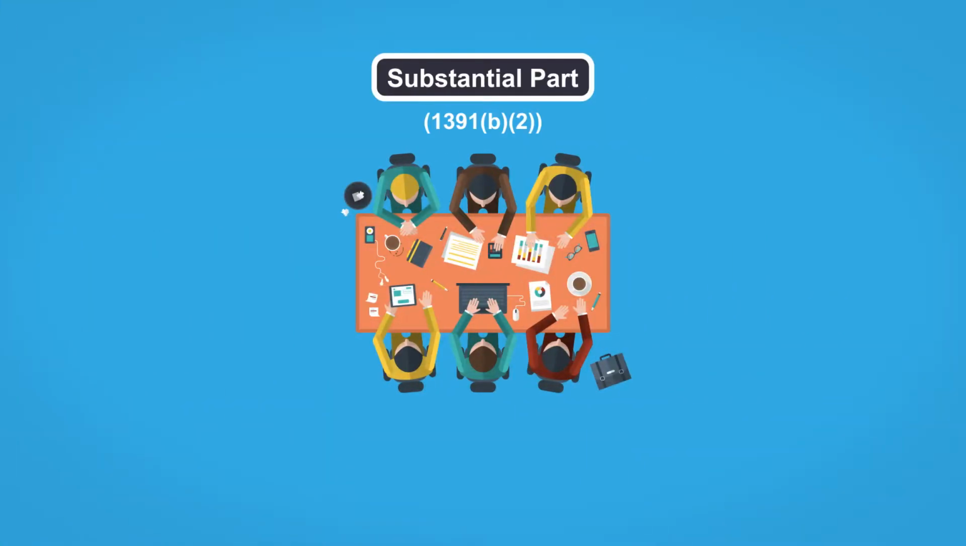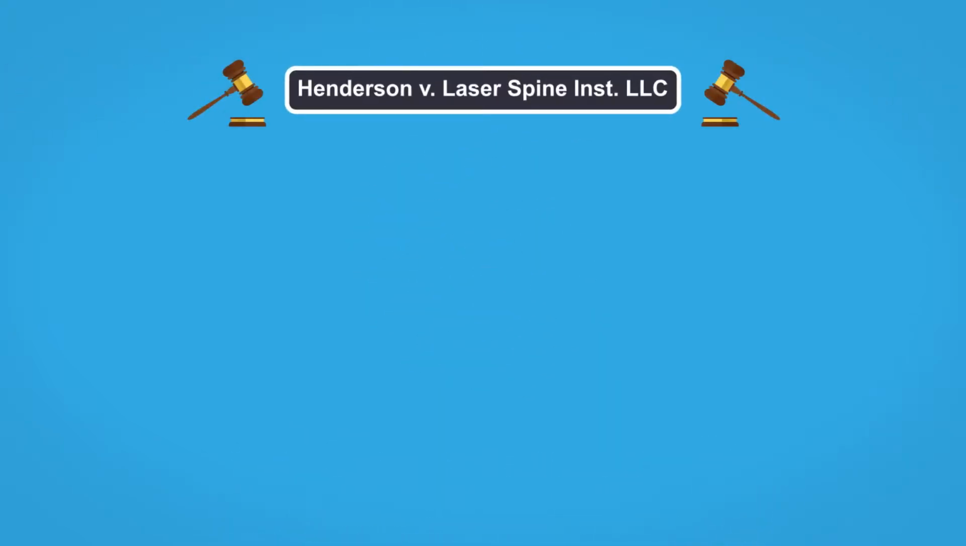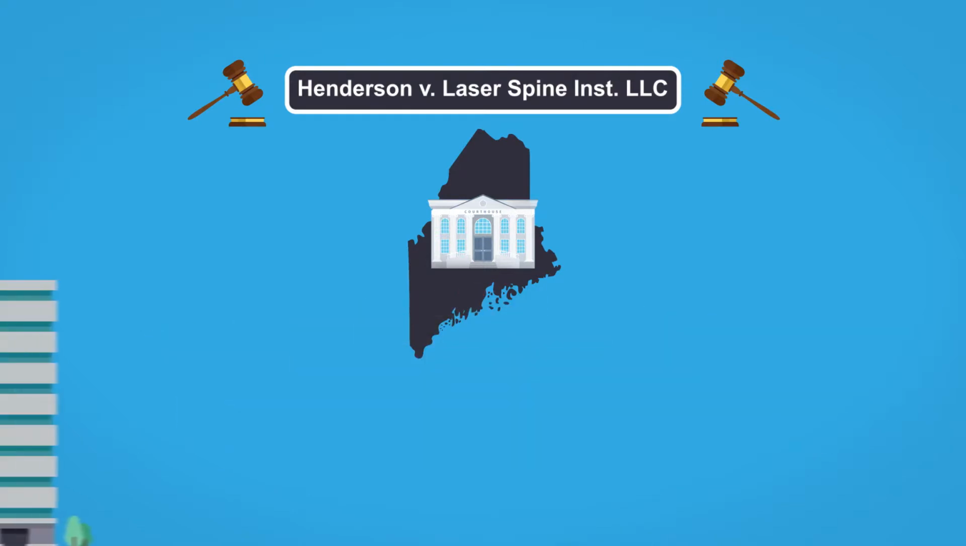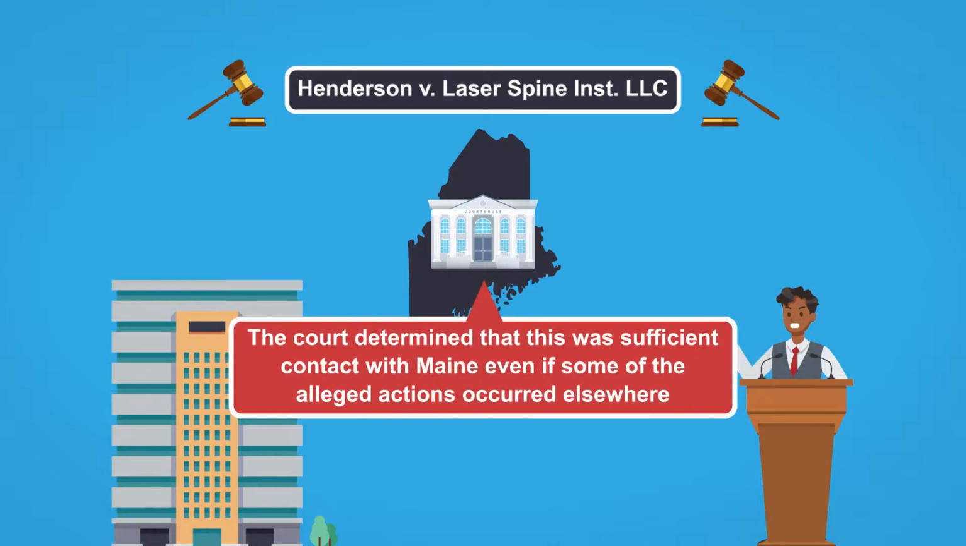In determining where a substantial part of the claim occurred, courts will not merely look at the single triggering event prompting the action, but rather will look at the entire sequence of events underlying the claim. In Henderson v. Laser Spine Institute, LLC, the federal court in the District of Maine held that it was the proper venue for a dispute over fraud, negligence, and intentional infliction of emotional distress. The court looked at how the defendant company had years of contact with the plaintiff in the state of Maine prior to his filing a lawsuit and determined that this was sufficient contact with Maine even if some of the alleged actions occurred elsewhere.